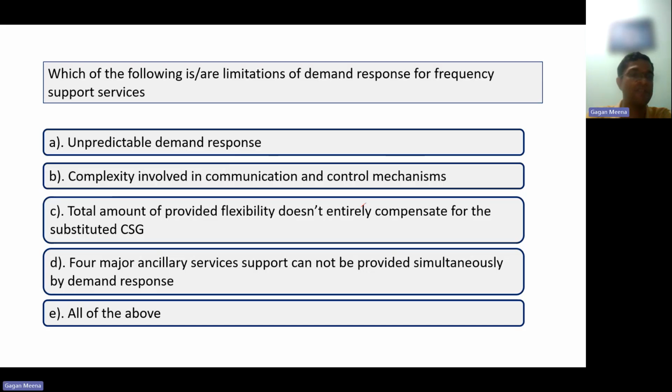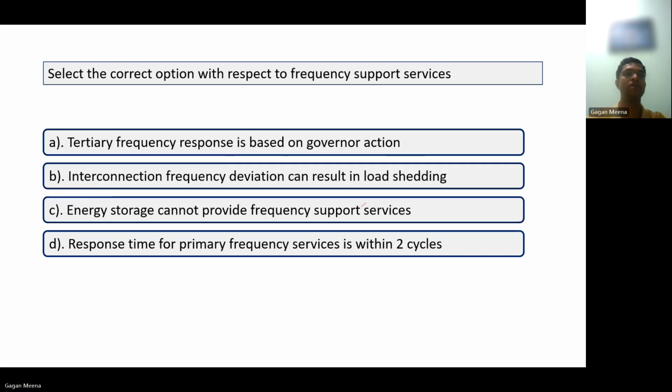So all these are limitations of demand response because it is unpredictable, there is complexity involved, and the total amount of flexibility doesn't entirely compensate for the one that is provided by the conventional synchronous generator, and it also cannot provide all kinds of ancillary support services. So all of the above are limitations for demand response.